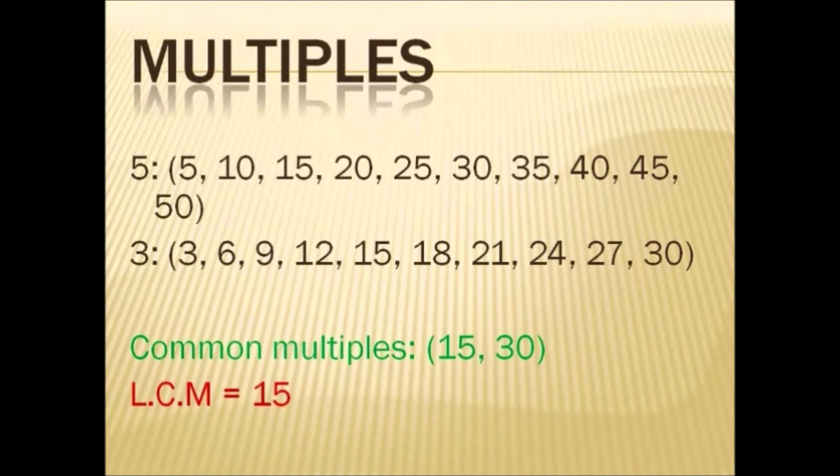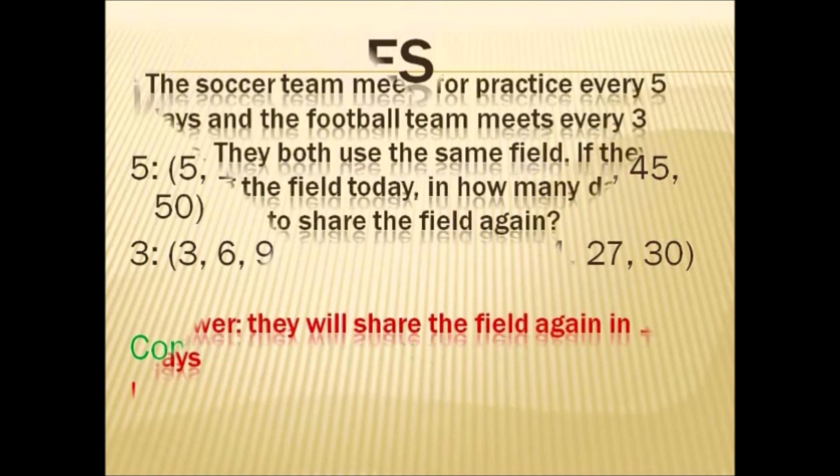So the common multiples are 15 and 30. Look at 15 and 30. Which number is the lower number? The lower number is 15. So the lowest common multiple, or the LCM, of 5 and 3 is equal to 15. So once you know the common multiples, pick out the lower one or the lowest one, and that would be your answer. So go back to the word problem.